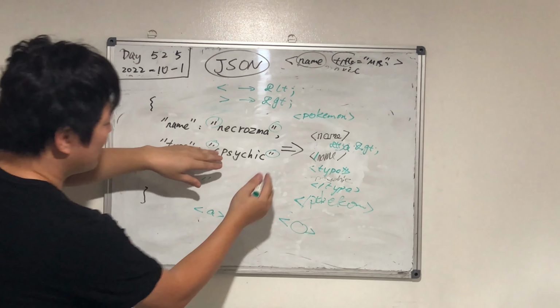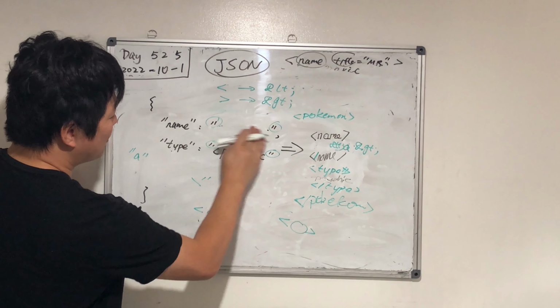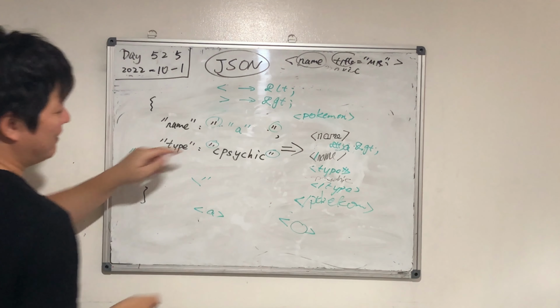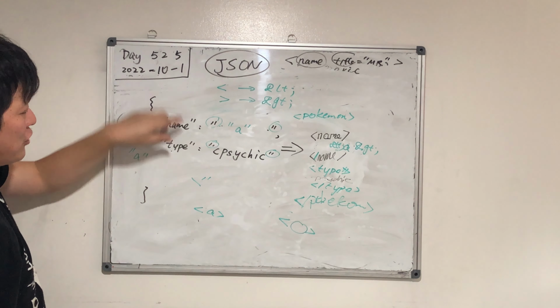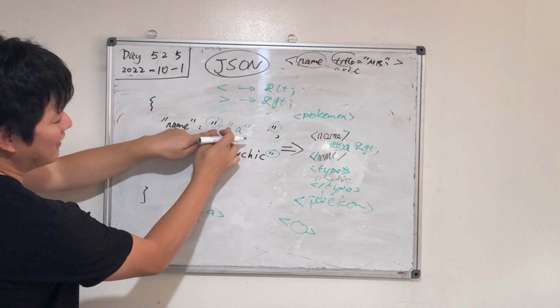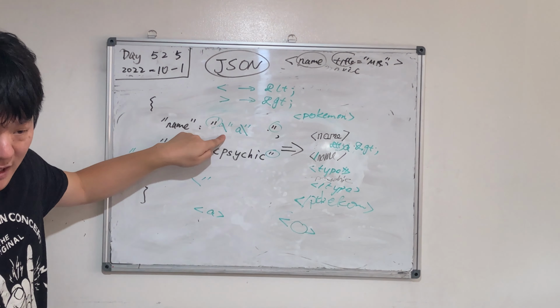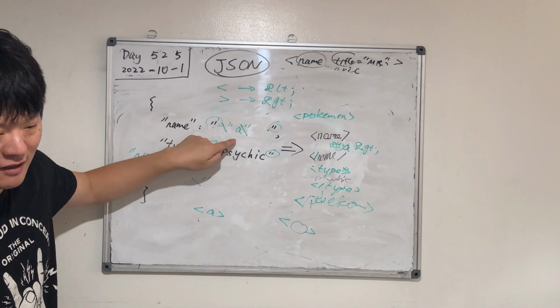Same thing here. Look, if we want to have a double quote in the name, right? In that name, we can't just write it here like that, right? Because that will confuse it with the JSON. Is this starting or is this ending the value? We can add a backslash. We can escape the double quote here.